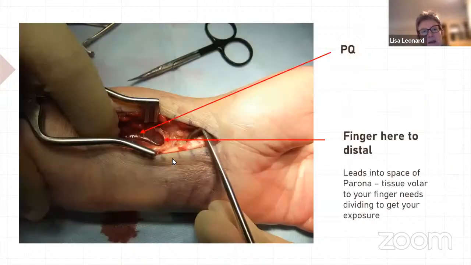Then underneath that, you'll see pronator quadratus, and there's this tissue distally which gets in the way of you being able to see what you're going to do. If you pop your finger underneath that layer, that plane is volar to the wrist ligaments and leads into the space of Parona, which leads into the deep palmar space in the palm. So everything volar to your finger, when you've gone underneath that tissue, you can divide with impunity.